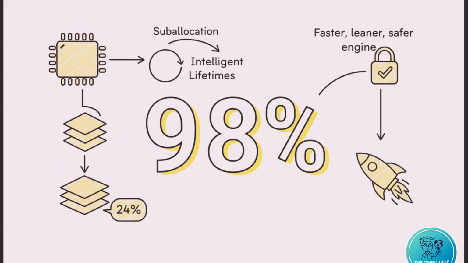And the results? By leveraging this suballocation and intelligent lifetime tracking, developers achieve a jaw-dropping 98% reduction in Vulkan memory allocations. Seriously, let that sink in for a moment. 98%. Not only does this massively reduce CPU overhead, but it also results in a 24% overall memory reduction. That is huge. That is 24% more memory you can now use for ultra-high-resolution textures, denser geometry, or richer environments, all while completely eliminating synchronization bugs. You are quite literally getting a faster, leaner, and safer engine just by shifting your architectural paradigm.